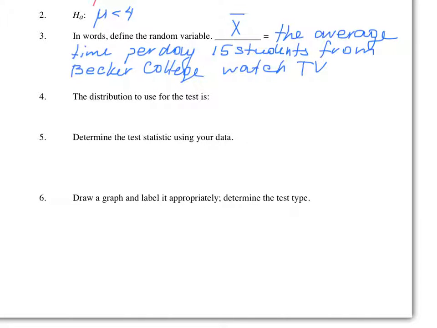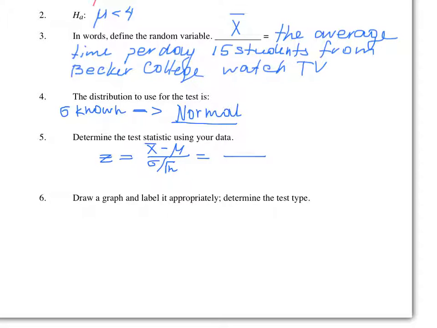Now we need to determine the distribution for the test. We know sigma, right? So sigma is known, which means that we will be using normal distribution. For parameters, we'll use mean from H0, mu equals 4, and the standard deviation sigma divided by the square root of n. Since we're using normal distribution, the test statistic must be z, which is x bar minus mu over sigma over square root of n.